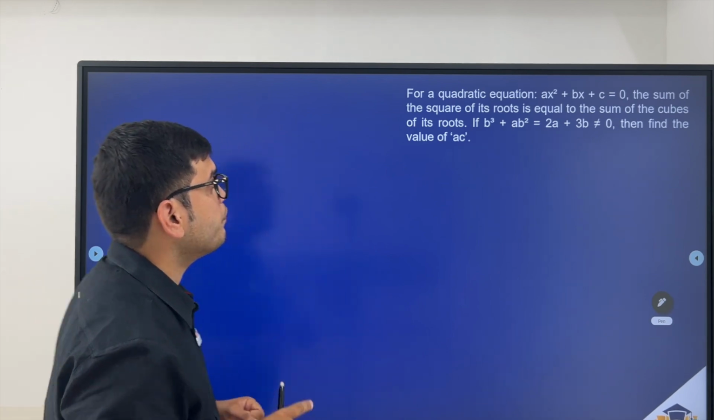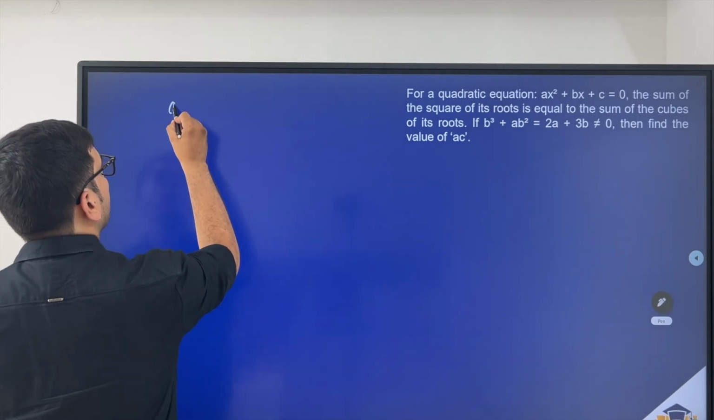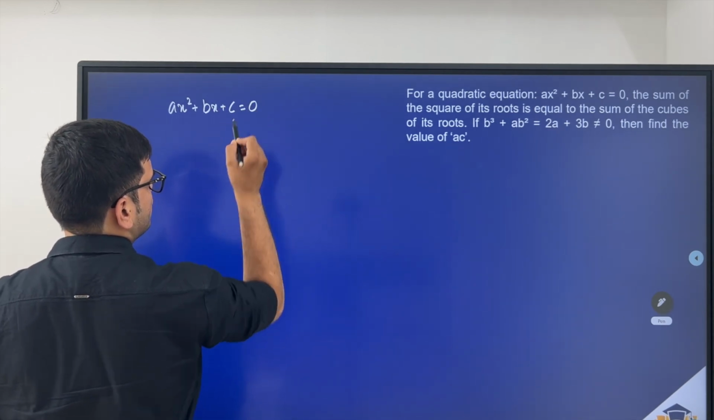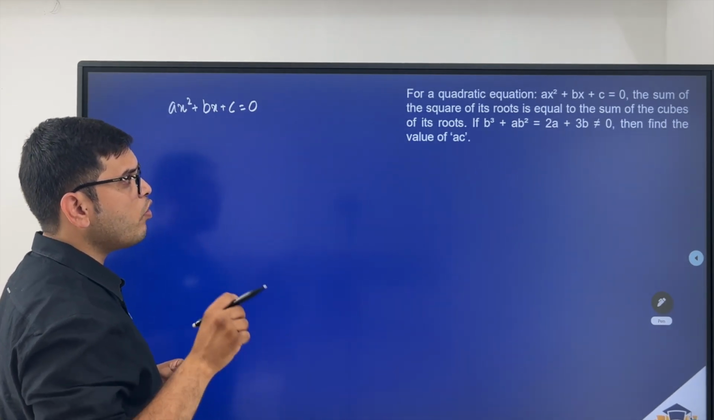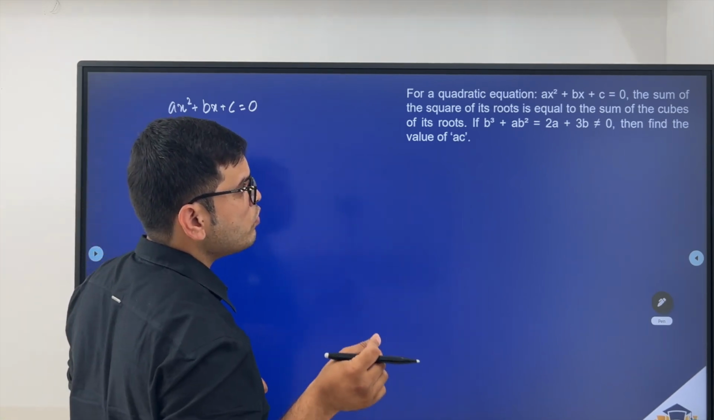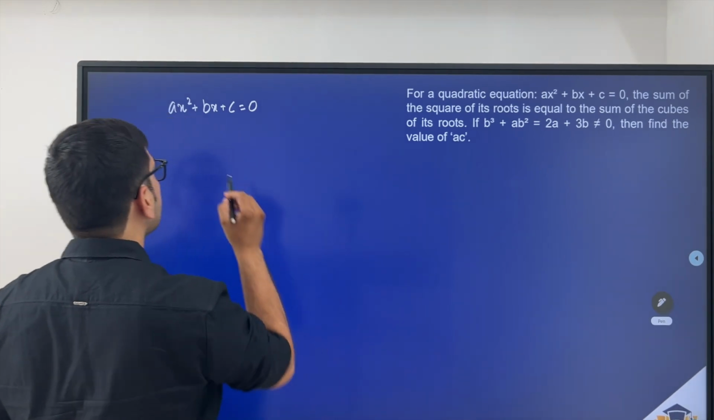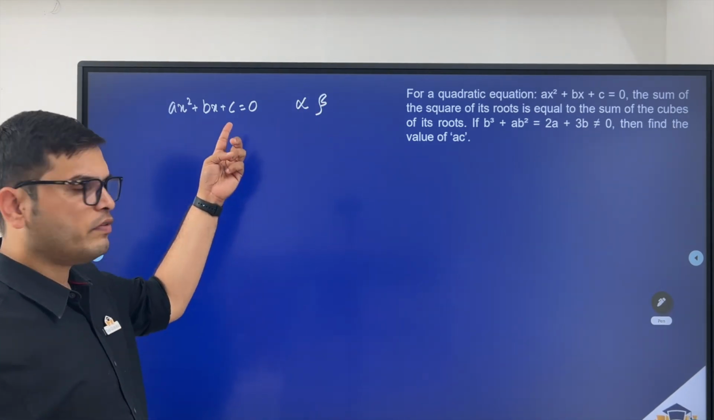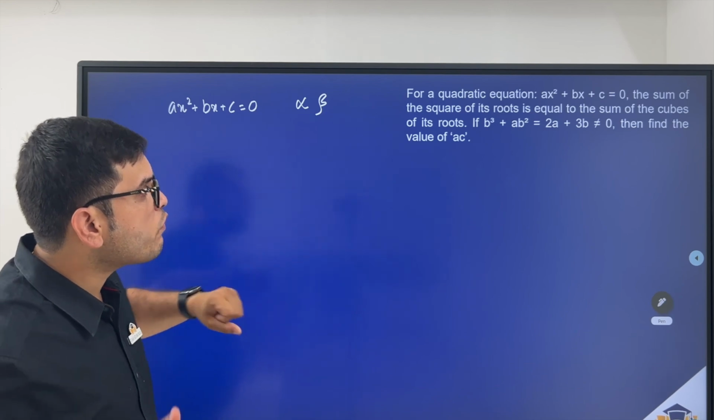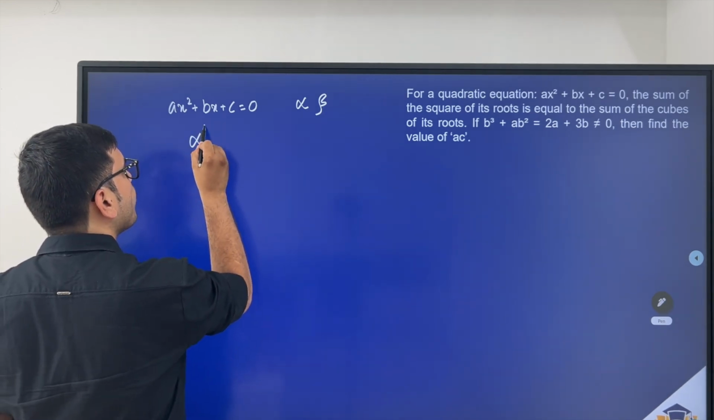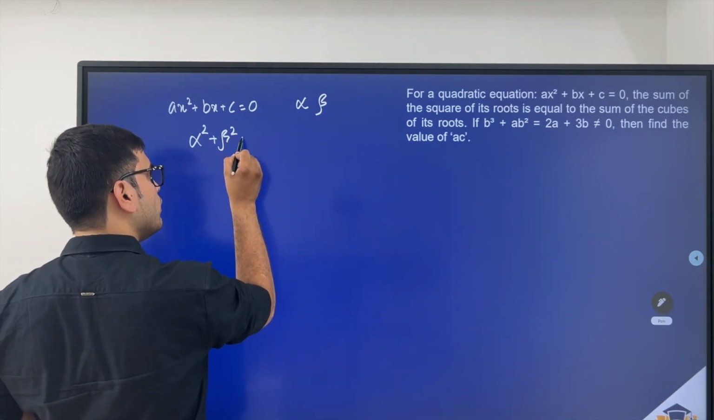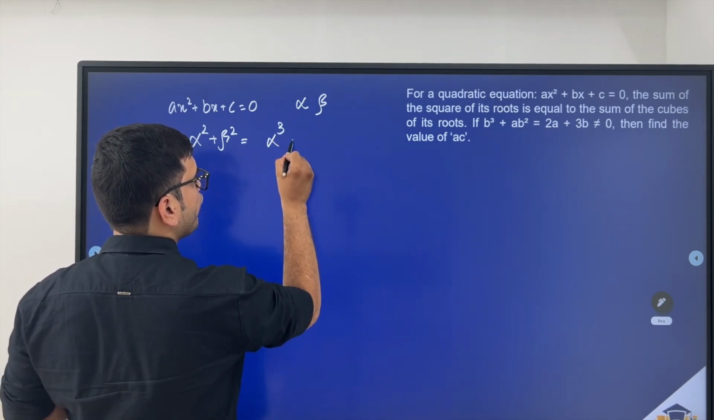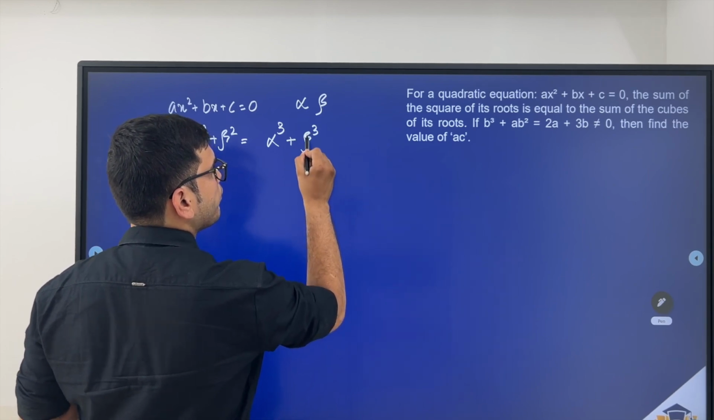Now coming to the fifth question. For a quadratic equation, ax square plus bx plus c is equal to 0, the sum of the squares of its roots is equal to the sum of the cubes of its roots. So if I assume alpha and beta to be the roots of this quadratic equation, the sum of the squares of its roots, alpha square plus beta square, is the same as the sum of the cubes of its roots, alpha cube plus beta cube.